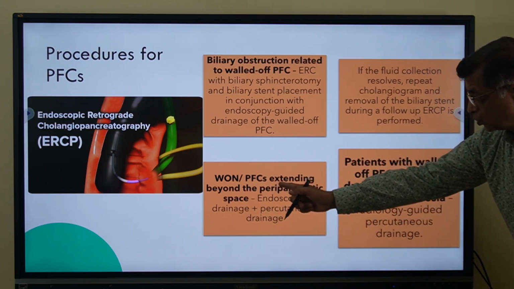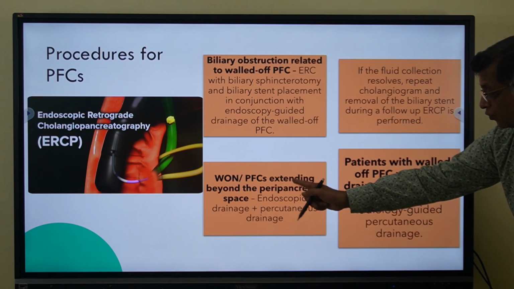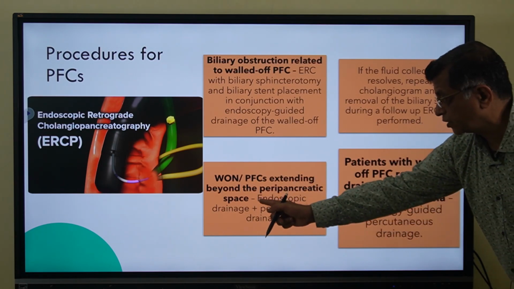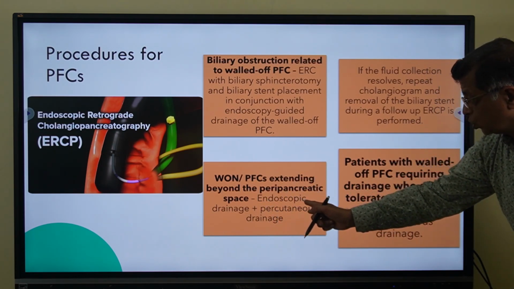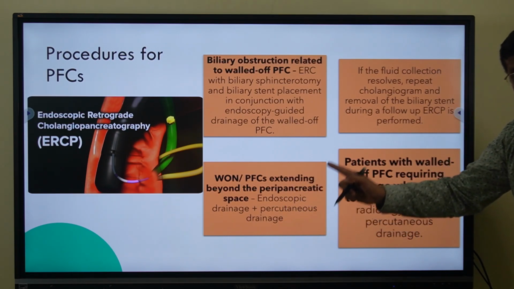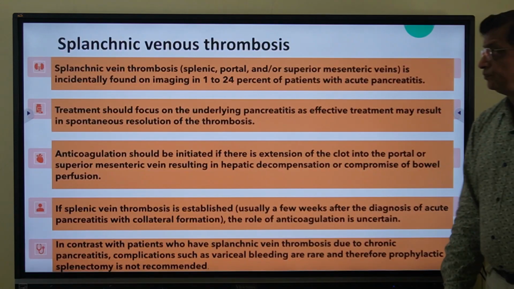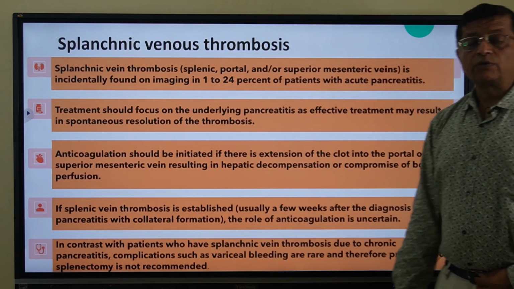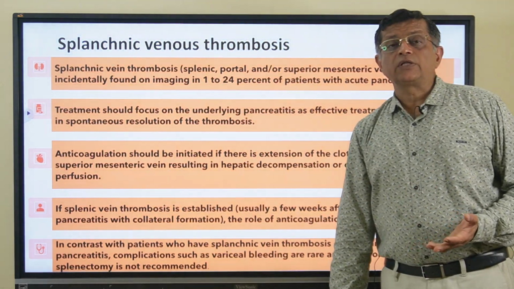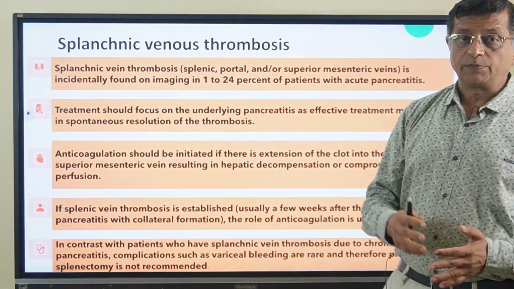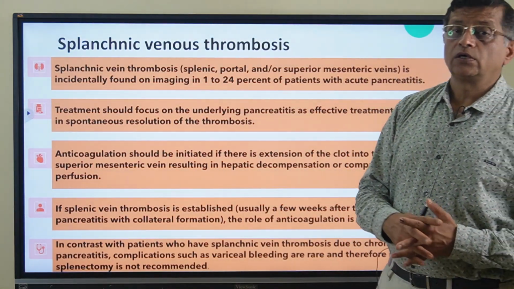If there is walled off necrosis or pancreatic fluid collection extending beyond the peripancreatic space, then you can do endoscopic drainage or percutaneous drainage like we saw in the last slide. For a patient with walled off PFC requiring drainage who cannot tolerate anesthesia, the patient is very sick, then you can do radiologically guided percutaneous drainage. So that was about the various procedures that are used to remove the pancreatic fluid collection or the pseudocyst or walled off necrosis.